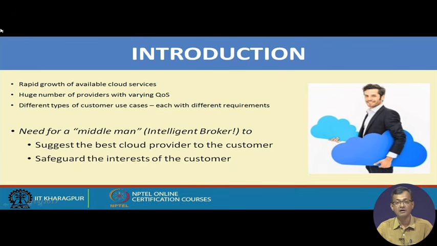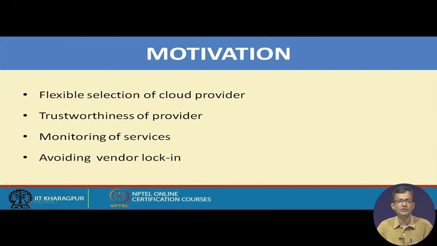So, this is a need of the hour, and people are working on it: how can I select a provider with an intelligent agent or broker. So, there are definitely motivations. Flexible selection of a cloud provider is one of them. Trustworthiness of the provider plays an important role: how much I can trust a provider. How do I calculate the trust is a big challenge.